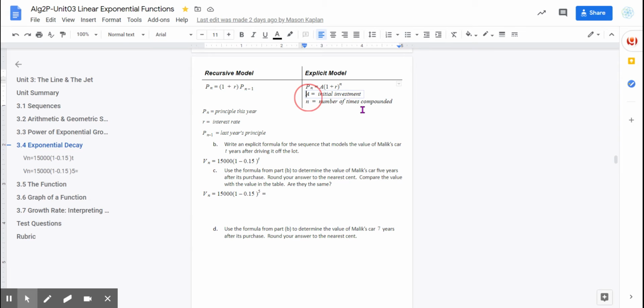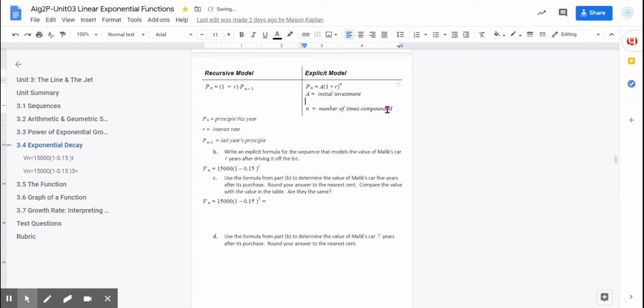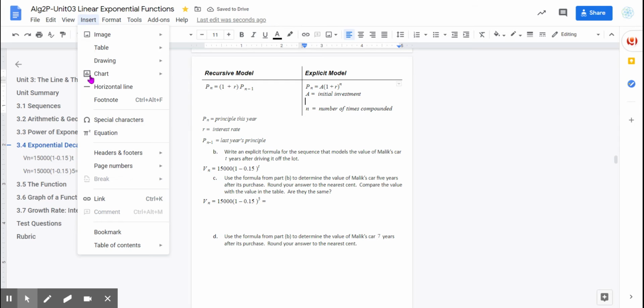On the other hand, the explicit model says that if you tell me how much it was worth at the beginning of the calculations, or what we would call the initial investment, and then the interest rate, again, which is R, so R is the interest rate. Let's do a little insert for that.